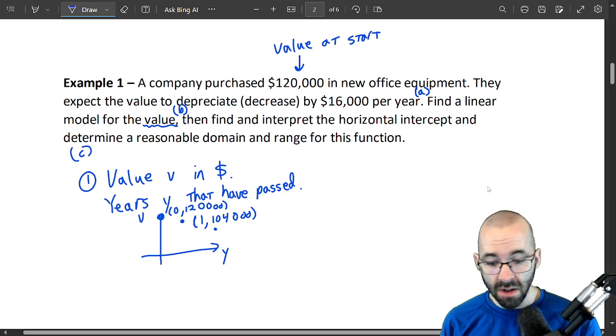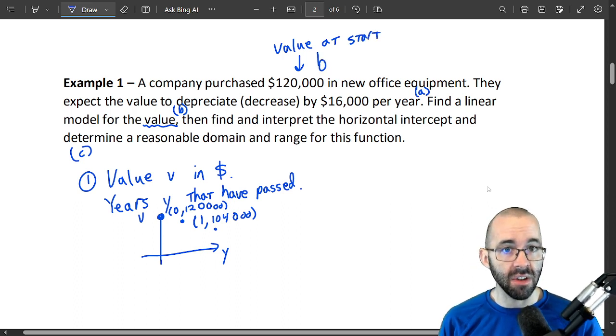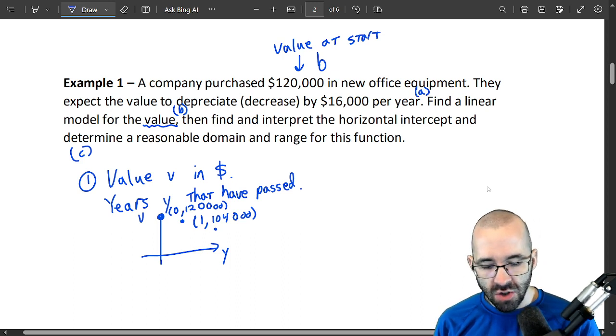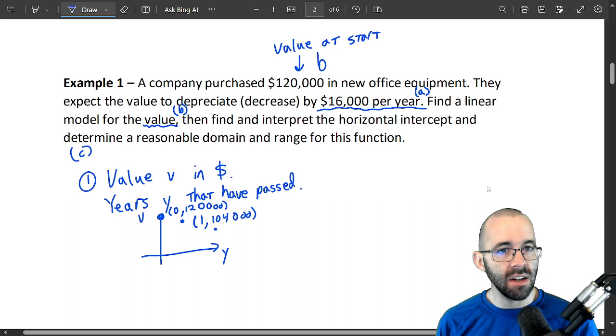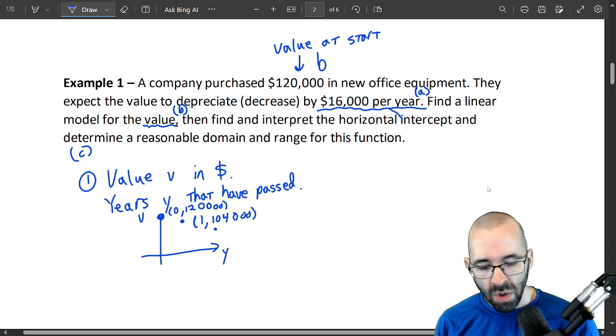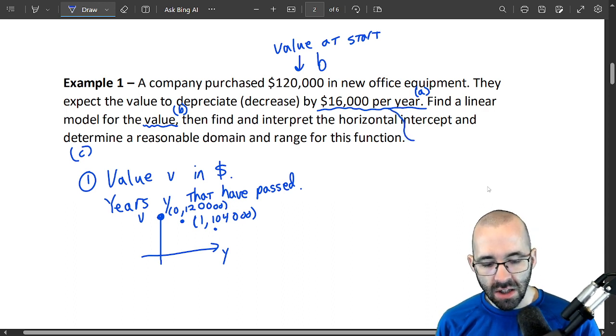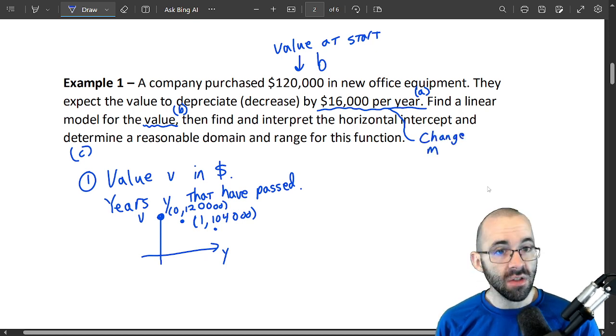Starting value. This is going to be our B value for a line. And we know how it's changing. It's changing by 16,000 every year. We know that's going to be how it's changing. This is the change. This is our slope.